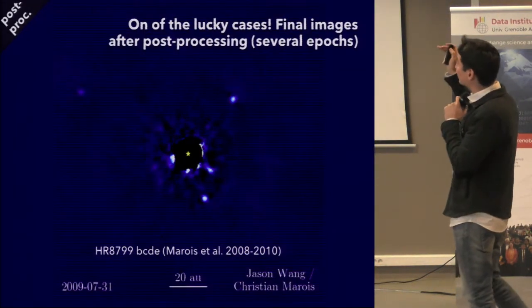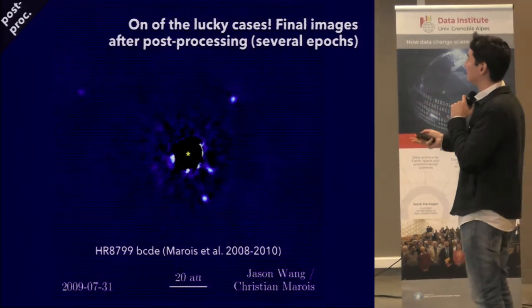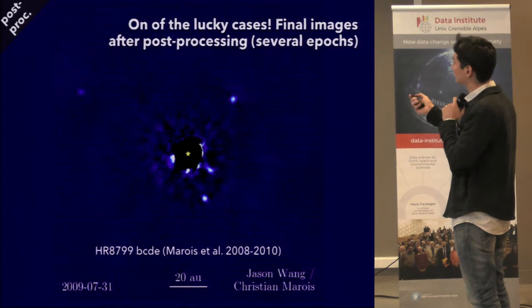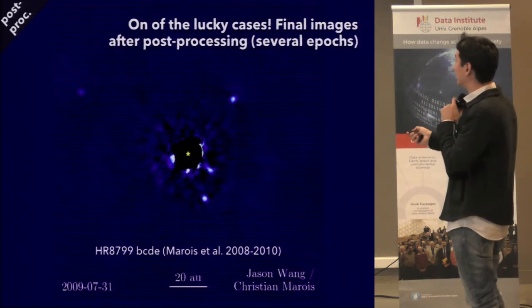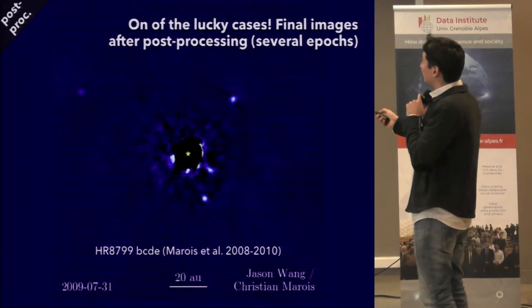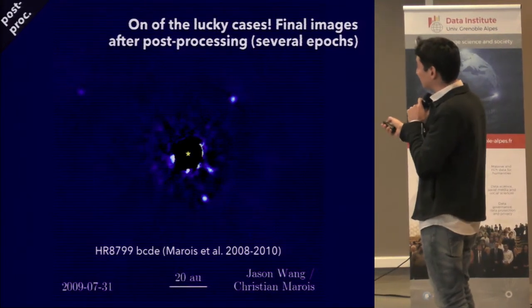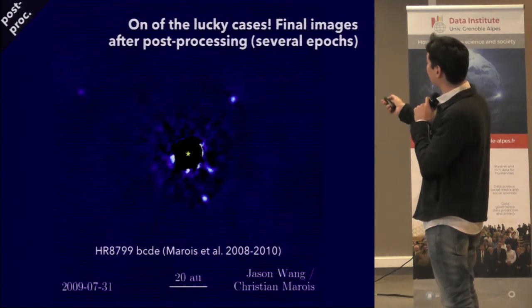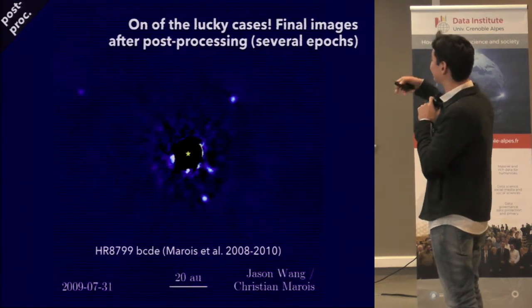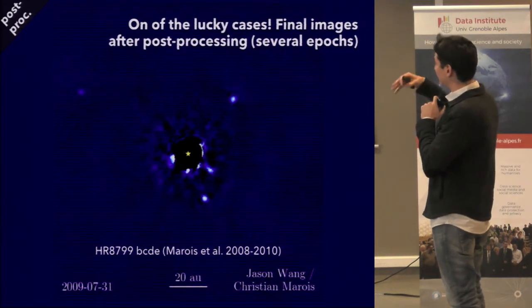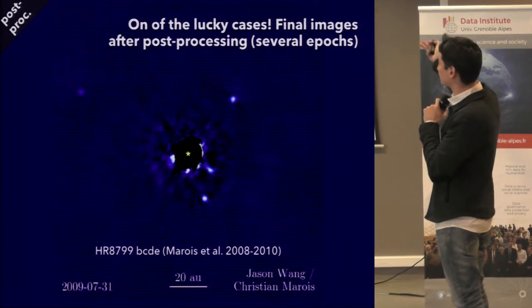And this is one of the lucky cases where we have been able to detect exoplanets. And this is a really nice example. It's a system with 4 exoplanets. So this is one result of one of those sequences, and this is over many years. So this is several epochs, many teams gathering data and processing that to get a sequence of these images.